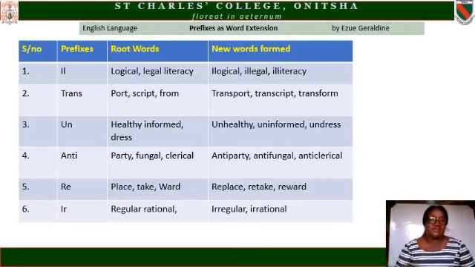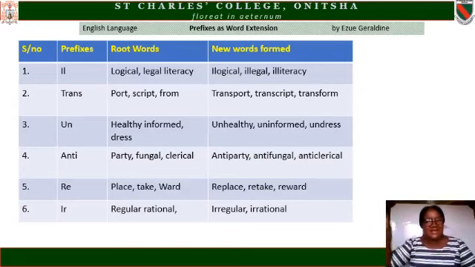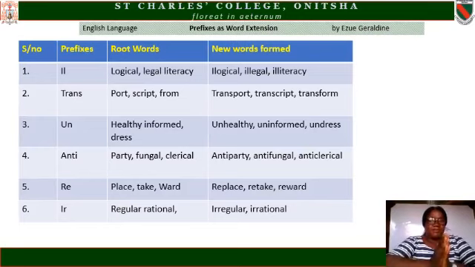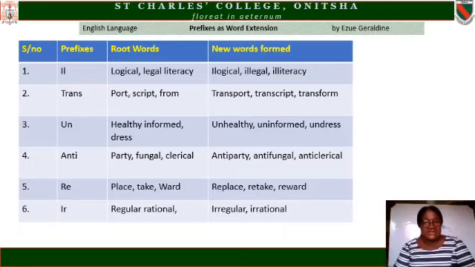There are other words. Then we have re. Re is a prefix. We shall come to that in our subsequent lessons. Now, place is the root word. Take, word. Now, when we add the prefix before the root word, it gives us words like replace, retake, reward.